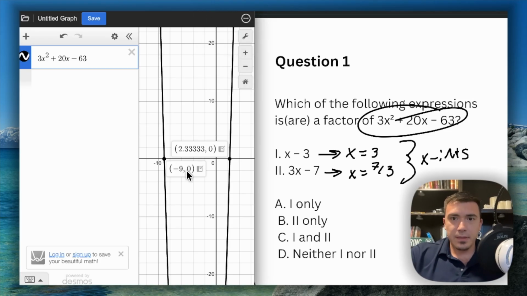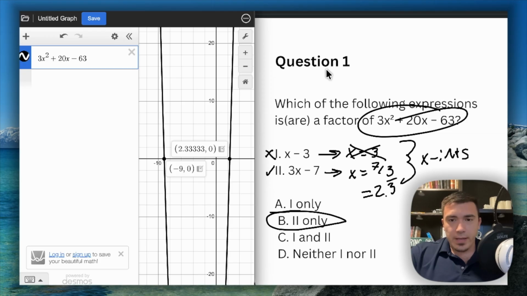-9 does not match with this one, so this one is out. And then it also crosses through 2.333. If you plug 7 over 3 into the calculator, that does indeed come out to 2.3 repeating. So 2 works, 1 does not. My answer is 2 only.